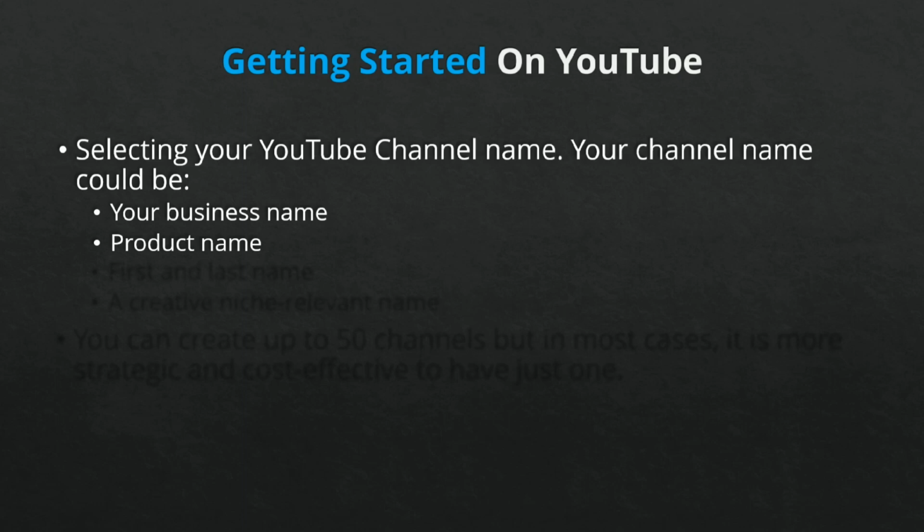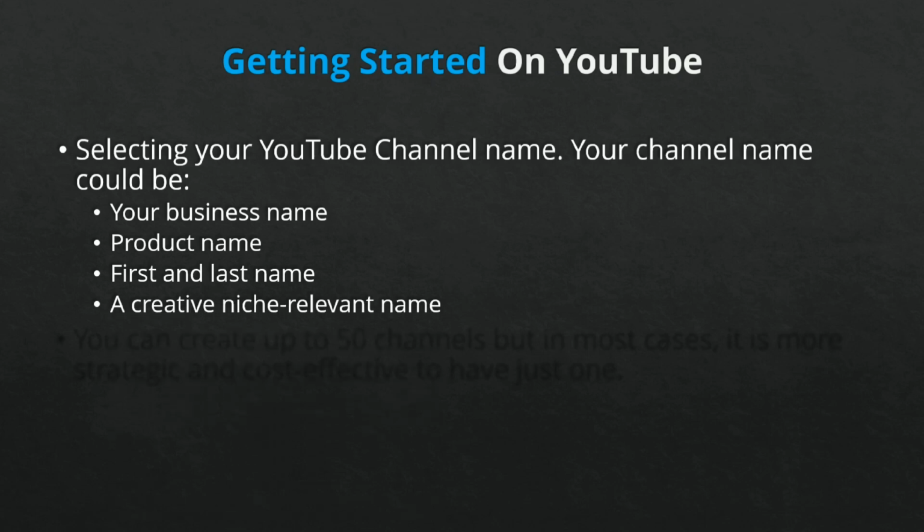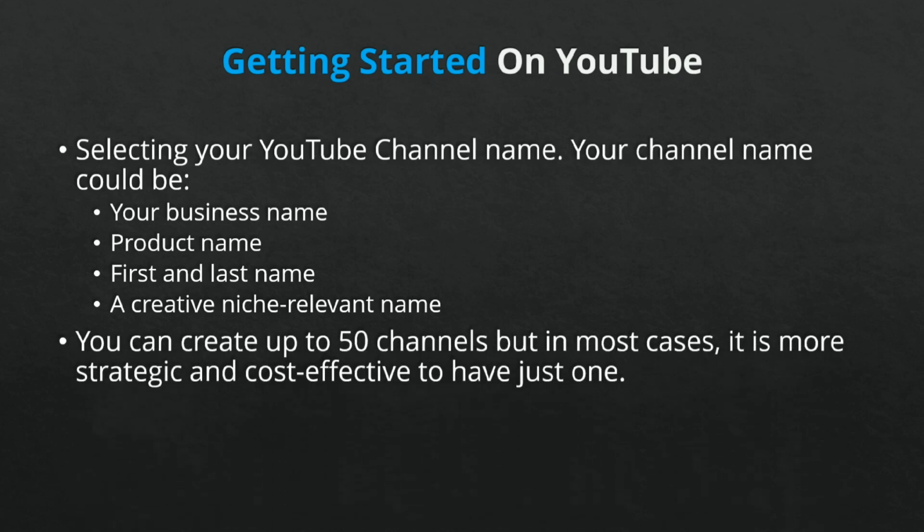For example, if you expand your product lines in the future, would you have two separate channels or one cohesive channel? If appropriate, you could even use your first and last name as your channel name. Consider keywords, but remember that trending keywords are in constant flux. Currently, you can create up to 50 channels, but in most cases, it's more strategic and time efficient to have one channel with lots of videos and playlists, rather than several individual channels. But we'll talk more about strategy in the next segment.